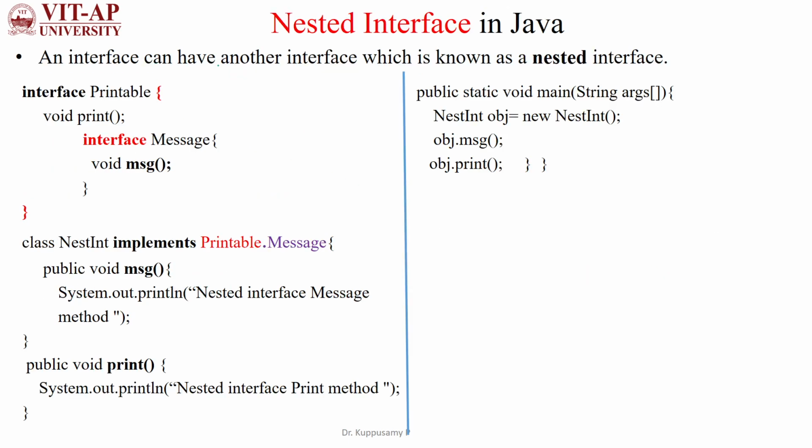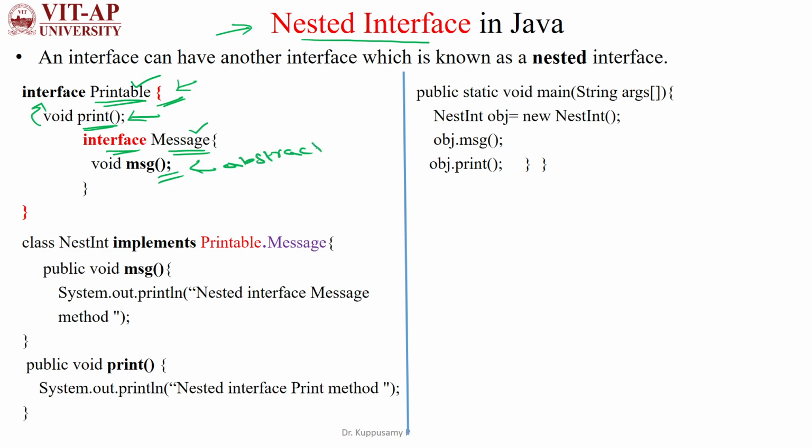Here, an interface is defined within another interface, which is called a nested interface. The interface Printable is created here, and inside that I am creating an abstract method print, which belongs to the interface Printable. Then I am creating another interface inside this interface called Message. So Message is an interface inside another interface, Printable, so it is called a nested interface. The Message interface has the method msg, which is also an abstract method.